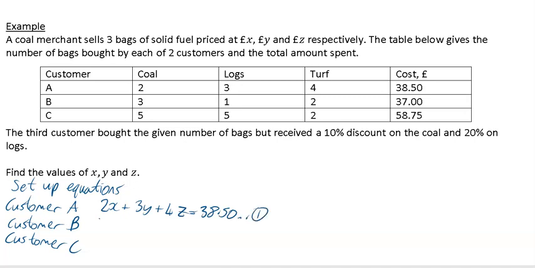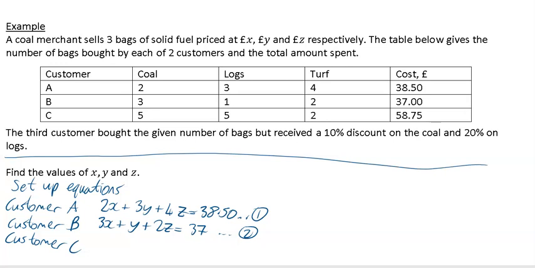Customer B is very straightforward as well. 3 bags of coal, 1 log at Y, and 2 Zs, or 2 things of turf, so at Z, and that is 37 pounds on the button. And the last one is a wee bit trickier. For the last person, the third customer, it says here, the third customer bought the given number of bags but received a 10% discount on the coal. So a 10% discount means instead of X, it's 0.9x. Remember, to give something a 10% discount, you multiply it by 0.9.